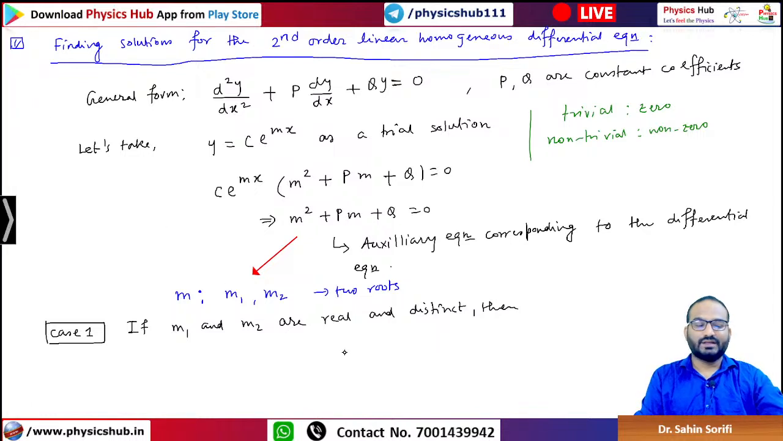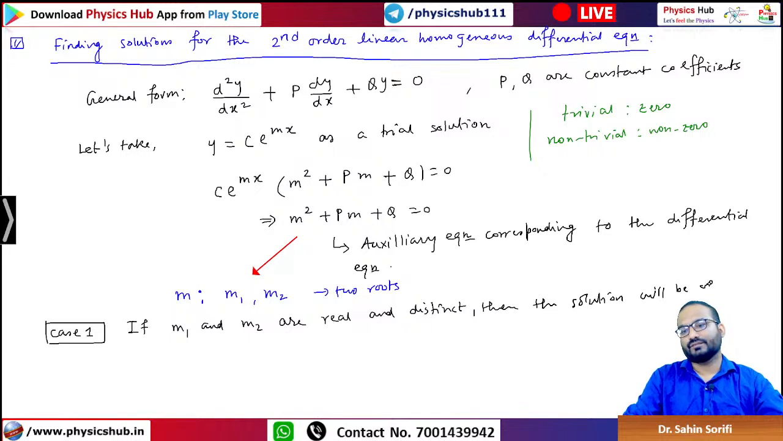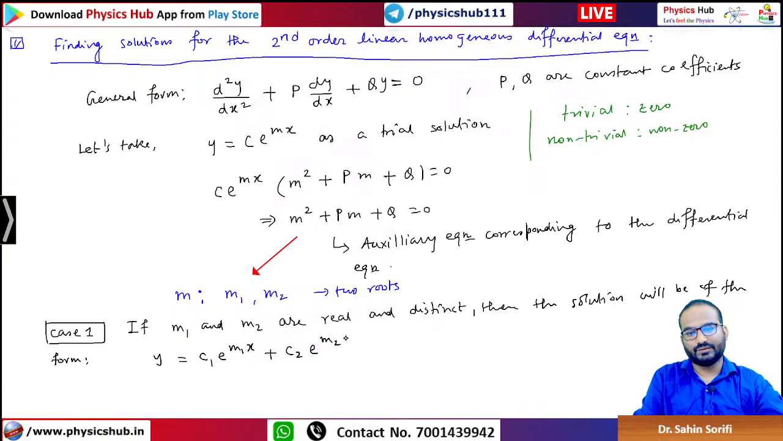If m1, m2 are real and distinct, then the solution will be of the form y equals c1 e to the power m1x plus c2 e to the power m2x. c1, c2 are arbitrary constants. This is the first case. Let's go for case 2.